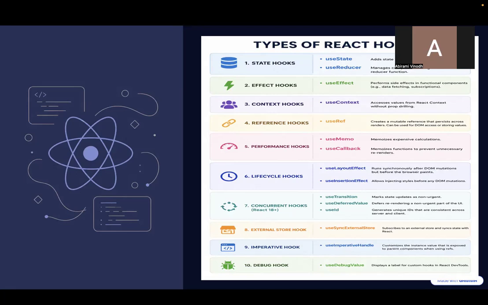Lifecycle hooks like useLayoutEffect and useInsertionEffect are similar to effect hooks, but have their own differences. useEffect is still better than these. Concurrent hooks include useTransition, useDeferredValue, and useId. These are related to updates and other work which is not so urgent. Then useSyncExternalStore, useImperativeHandle, and useDebugValue, which can be used for debugging purposes.